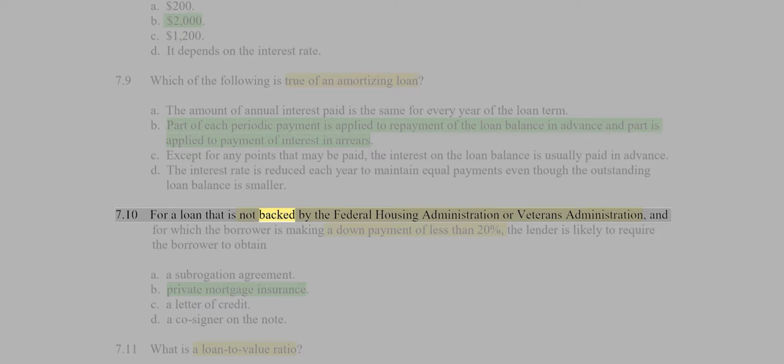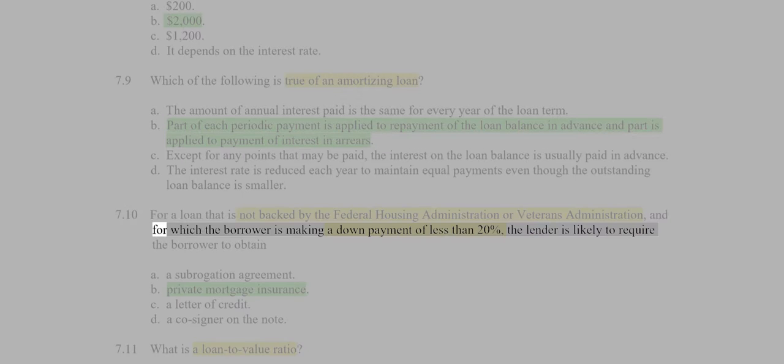7.10. For a loan that is not backed by the Federal Housing Administration or Veterans Administration, and for which the borrower is making a down payment of less than 20%, the lender is likely to require the borrower to obtain a A. Subrogation agreement. B. Private mortgage insurance. C. A letter of credit. D. A cosigner on the note.